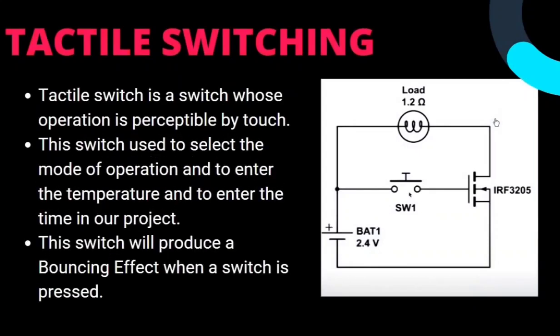Then we'll talk about the tactile switch. The tactile switch is a switch whose operation is perceptible by touch. The switch is used to select the mode of operation, to enter the temperature, and to enter the time in a process. This switch will produce a bouncing effect when it is pressed. This is the basic circuit diagram for the tactile switch.